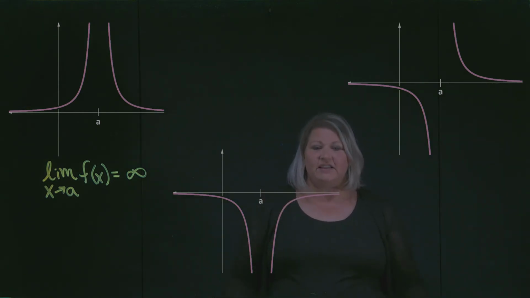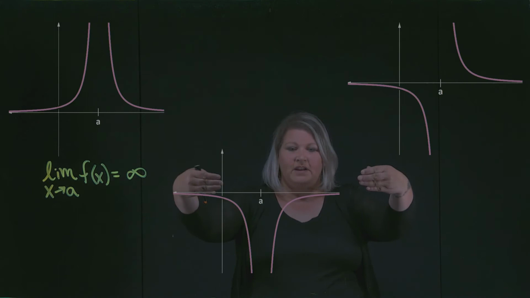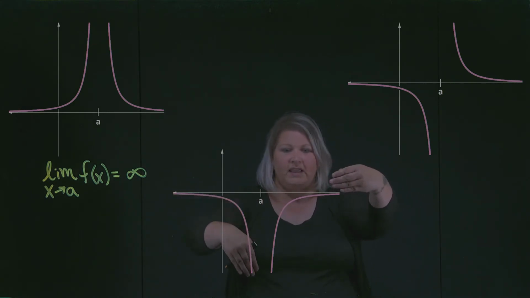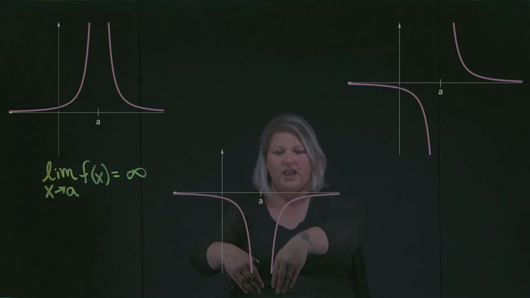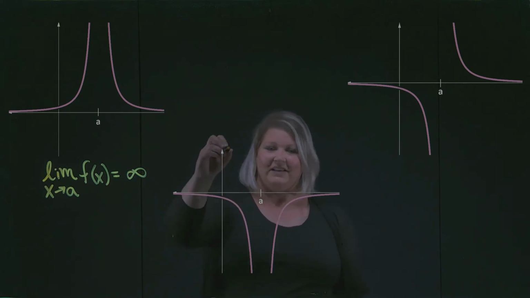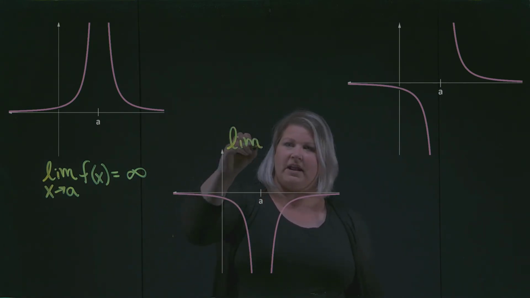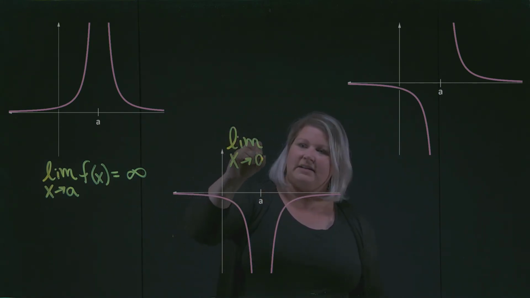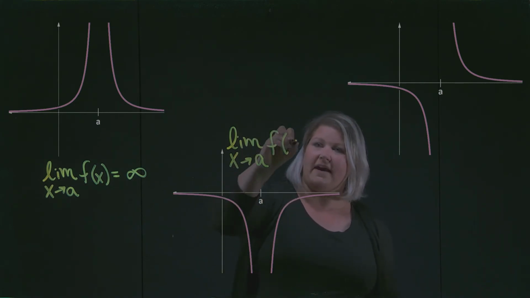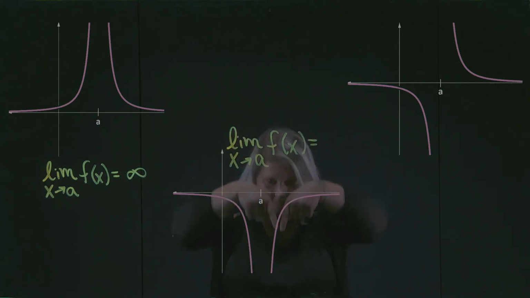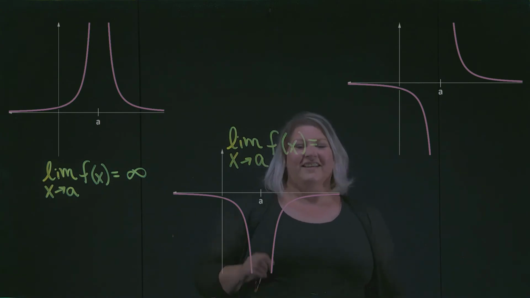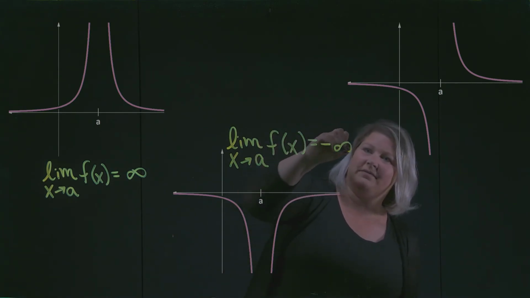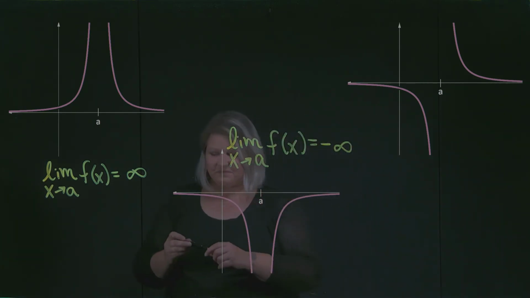Next, let's take a look at this one. Here's this function. Here's my left approach to a. Here's my right approach to a. What do I notice? Yeah, this one I can say the limit as x approaches a of f of x is equal to negative infinity. Right?